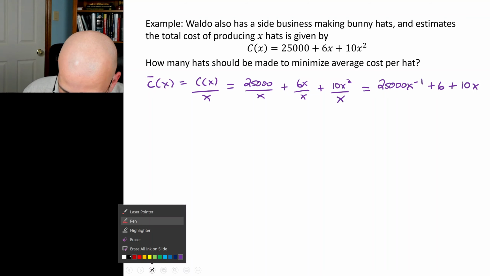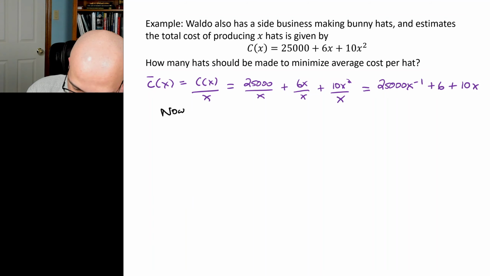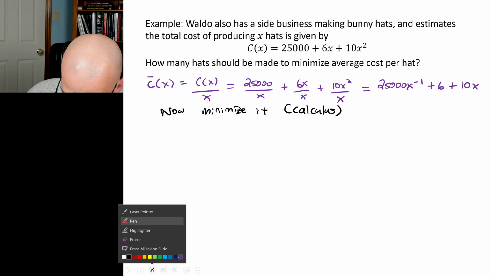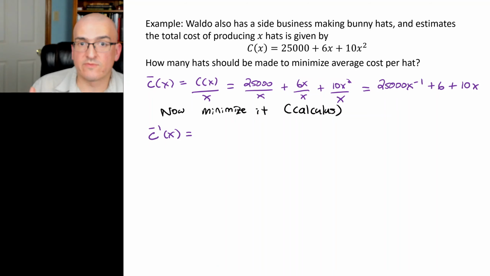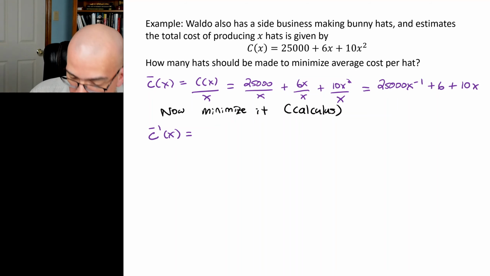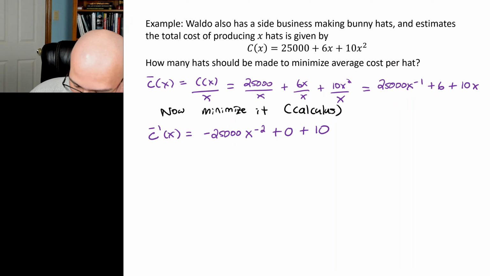Now we can do calculus. Now minimize it. So I'm going to take the derivative of C bar, the derivative of the average cost. Well, the first part, we have the power rule, the -1 will come down. We'll have -25,000 x to the power of -2. Derivative of 6 is 0, and the derivative of 10x is 10.